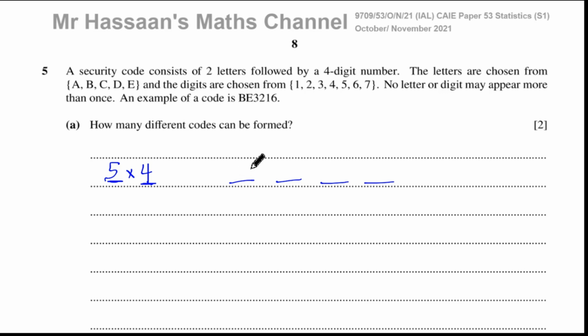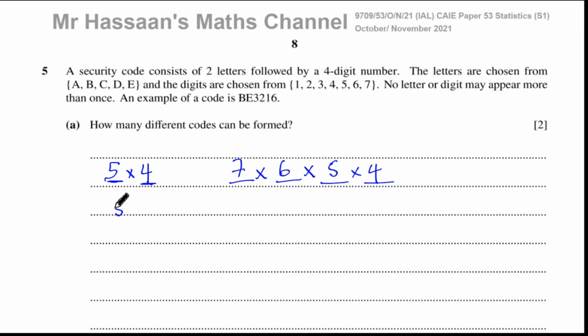And then from the numbers, we have 7 numbers to choose from for the first space. After we've chosen that number, there are now 6 numbers to choose from. Once we've chosen 2 of them, there are only 5 numbers to choose from. And for the fourth choice, there are now 4 numbers to choose from. This is the equivalent of choosing and arranging, because we're talking about arrangements here.